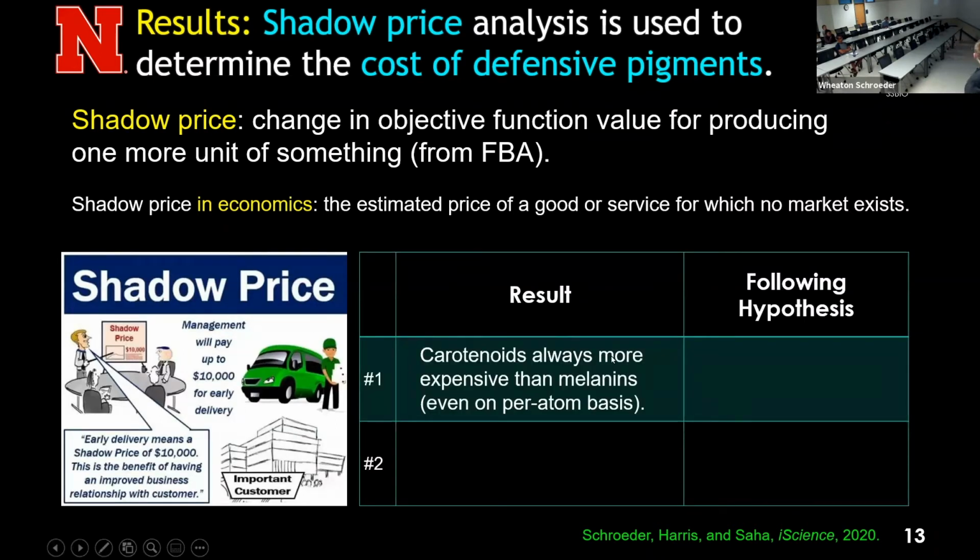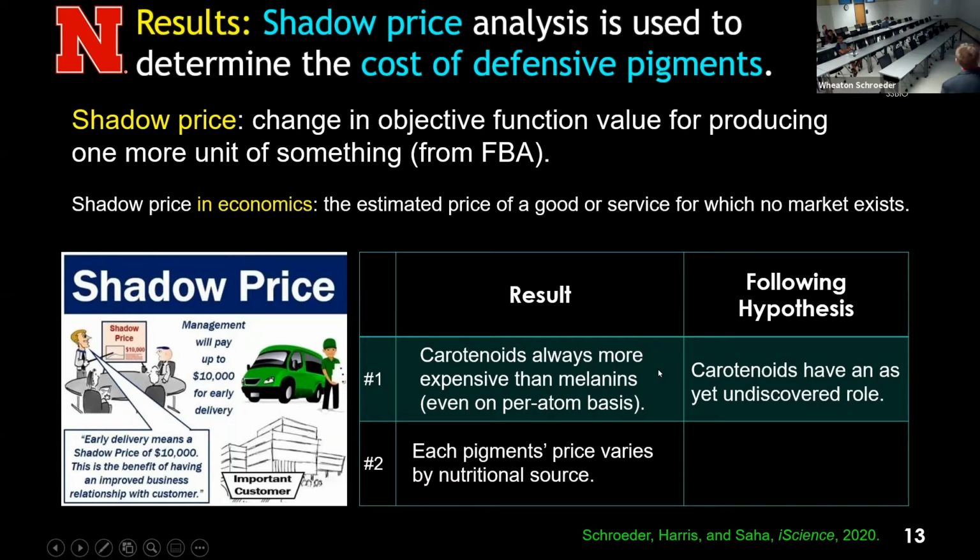So when we apply shadow price, we have 2 major results and 2 major hypotheses coming therefrom. The first is that we found that carotenoids are always more expensive than melanins, even on a per atom basis. And we found this rather odd because, as I said before, the melanins are going to be in the cell wall and will be the first line of defense. The carotenoids will be the secondary line of defense in the cell membrane. And there's no function that we know of that carotenoids can perform that melanins cannot also. So this led us to the hypothesis that carotenoids have an as yet undiscovered role in exophylla metabolism.